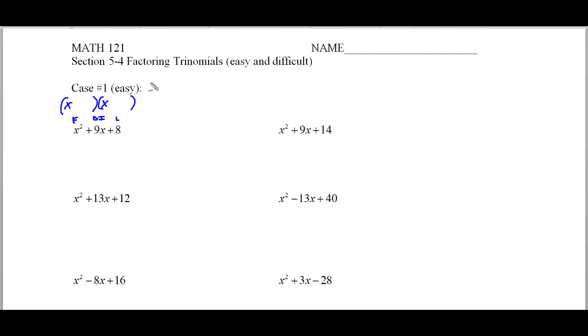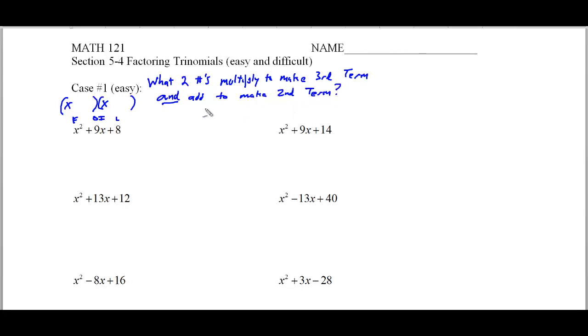So the first case is really to ask what two numbers multiply to make the third term and at the same time add to make the second term. So that's the question that you'll have to ask yourself when taking a look at this case. What two numbers multiply to make the third term and add to make the second term?